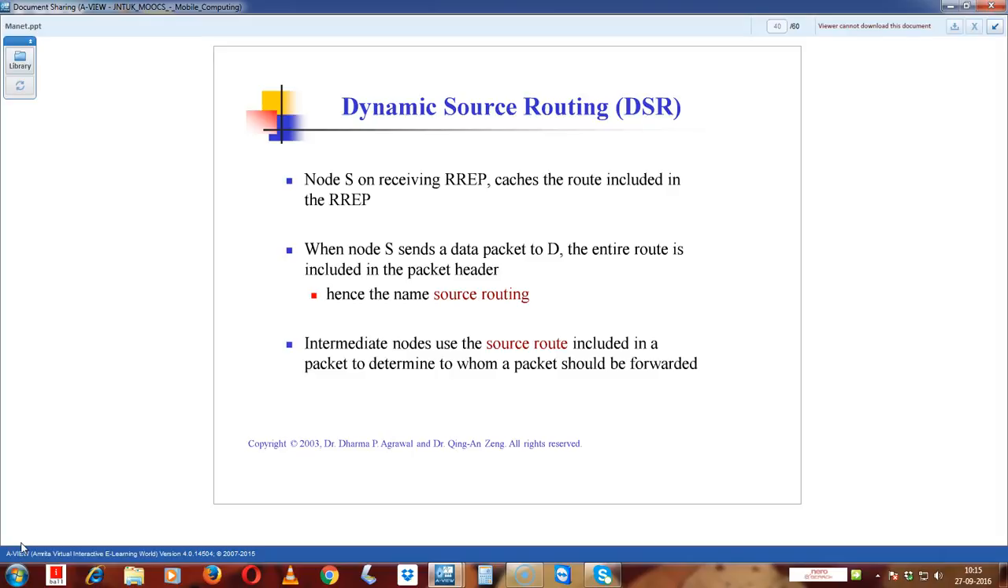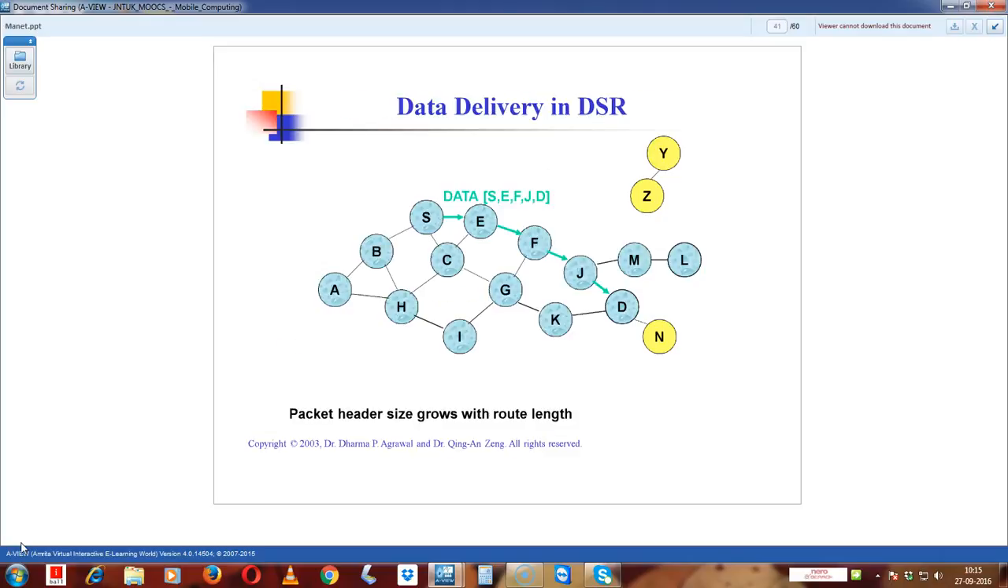Okay, the name is source routing because we have the entire route within the packet header itself. That's why we are saying source route. The intermediate nodes use the source route included in the packet to determine to whom the packet should be forwarded. So this is how your data is delivered in DSR. Once you discover the route S to D, it will find out S, E, F, G, D. In all of the intermediate nodes, it will find out the route, and then it will go to the destination.